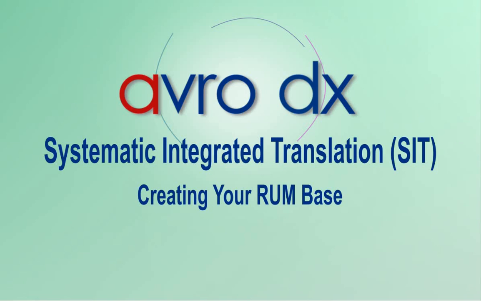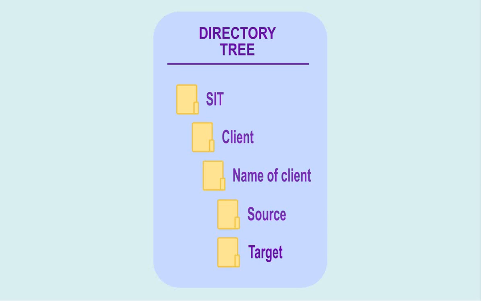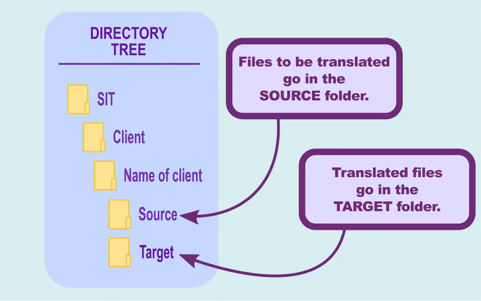The first thing that needs to be done is organize your translated files by client. If you like, you can use our directory tree. Here it is. What you want to do here is open a root folder and name it sit. Under the sit folder, open another one named client. Then, under client, open as many folders as you need, one for each of your clients. Each client in turn will have two folders, source and target. The files to be translated go into the source folder, and the translated files go into the target folder.